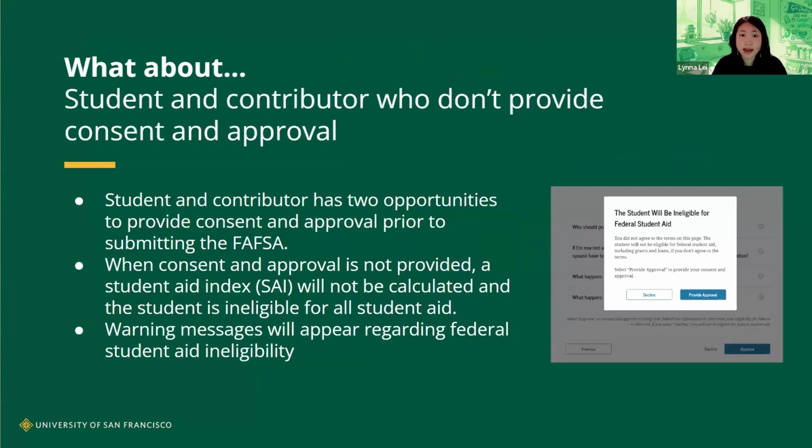Students and contributors have 2 opportunities to provide consent and approval prior to submitting their FAFSA. When consent and approval is not provided, the student aid index will not be calculated and the student will be ineligible for student aid. For those of you who do not know, the student aid index is an index that is calculated via the FAFSA, and it's used to determine your aid eligibility. Then a warning message will appear regarding federal student aid eligibility if you decline to consent or approve.